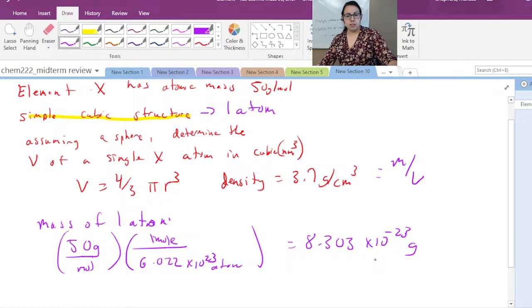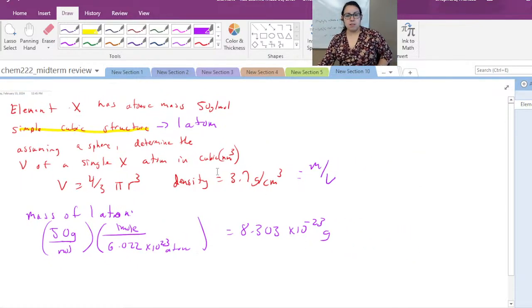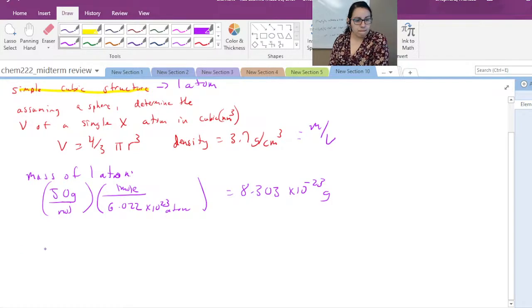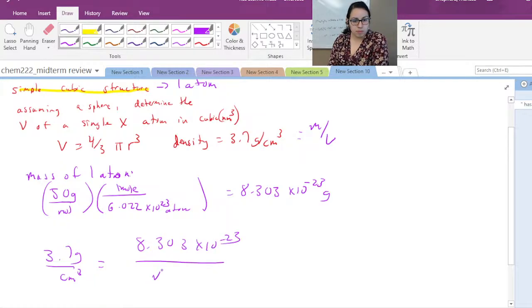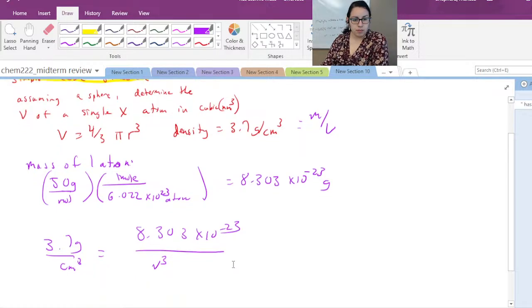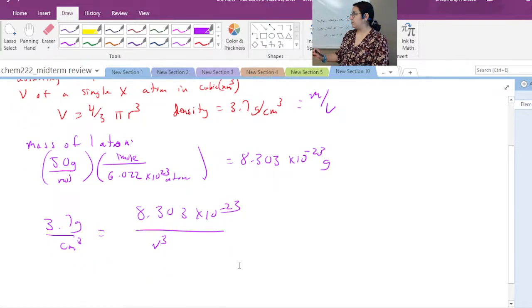And so what do we do with this number now? We have density, we have mass. Because we have the density, we can divide the mass of one atom by that density value to give us the volume of our simple cubic structure, which would have the same mass as that one atom, because each corner has 1/8.